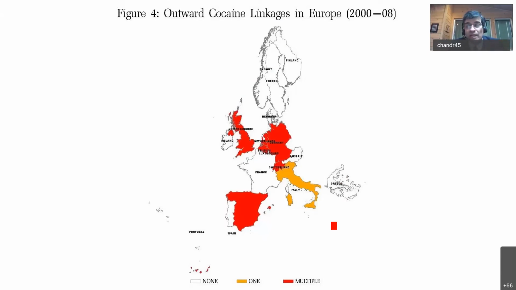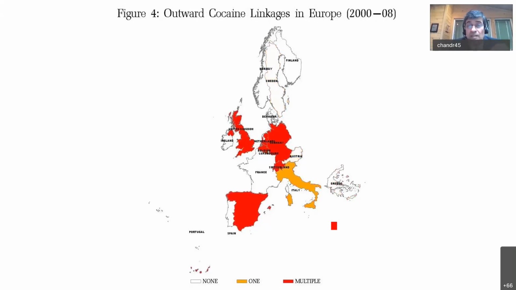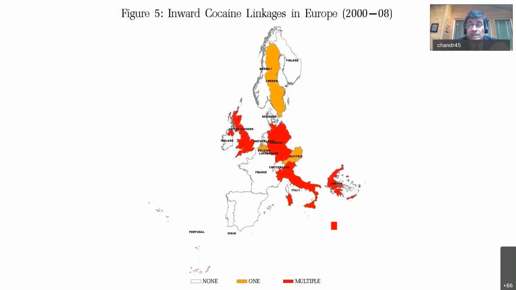So these are outward linkages. The next slide is going to show you inward linkages, and tell me what kind of movement you see. Well, we go from outward to inward. Okay, I'm going to go back. These are your senders. These are your receivers.